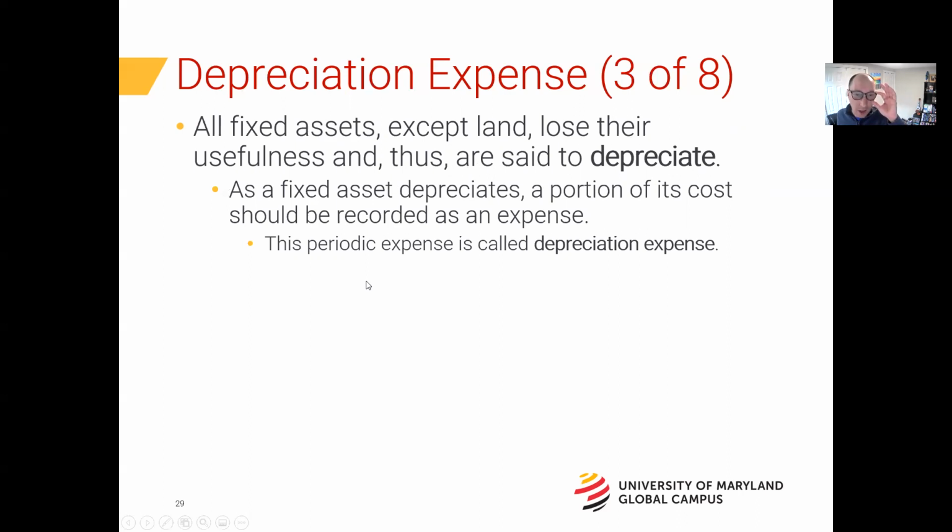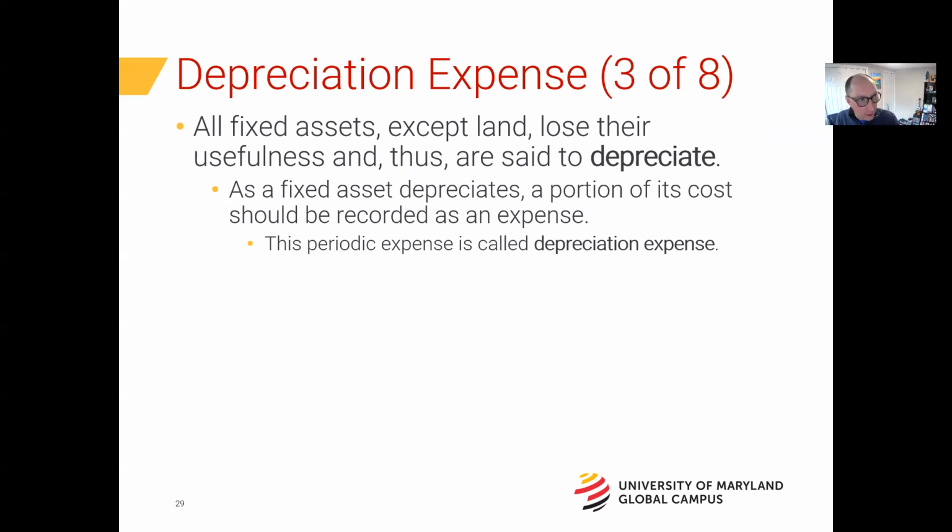So how do we do that? Here's how it works. There are a couple of methods of computing depreciation. The most commonly used method is called straight line depreciation. What that means is the asset loses the same amount of value every single year until it reaches the end of its useful life. I'm going to give you an example. Let's say our company has a dump truck, and we purchased that dump truck for $25,000.